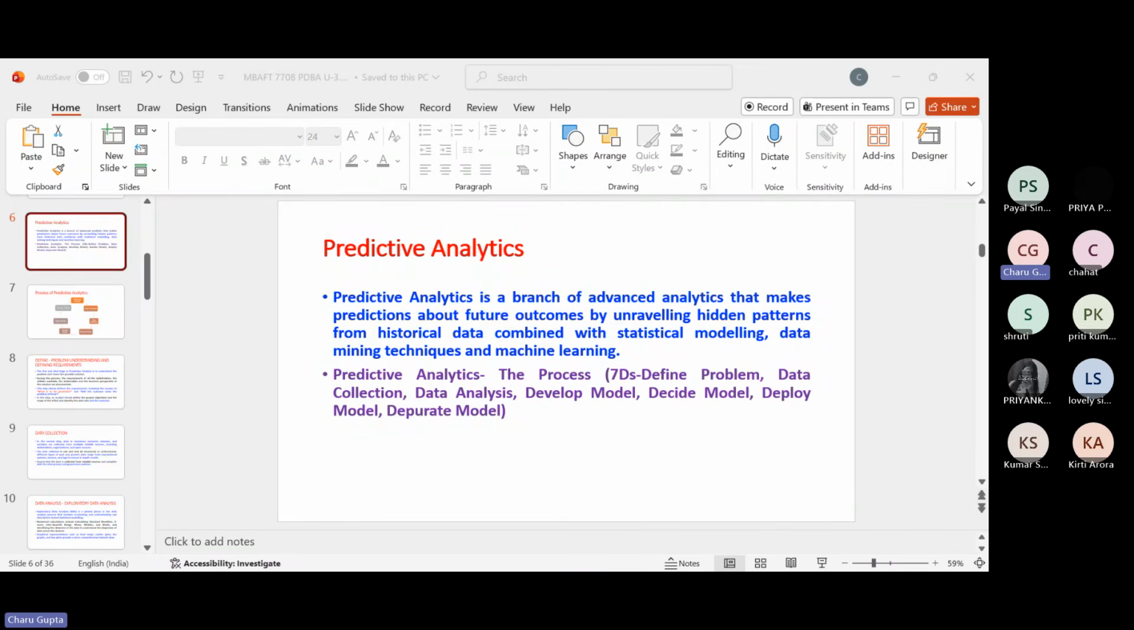Hope it is visible to all of you. This unit number 2 is about data analytics and life cycle. So, data analytics life cycle, what are the different steps we do for data analysis and data exploration? So, let's start with it.